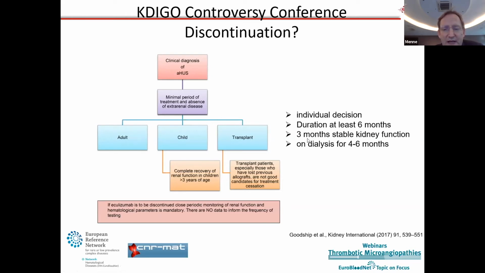I've shown you the case where the kidney function was still improving. So as long as the kidney function is still improving and albuminuria is continuously going down, you should not really consider doing it. It should be really stable. Or if the patients were already on dialysis for more than 4 to 6 months.